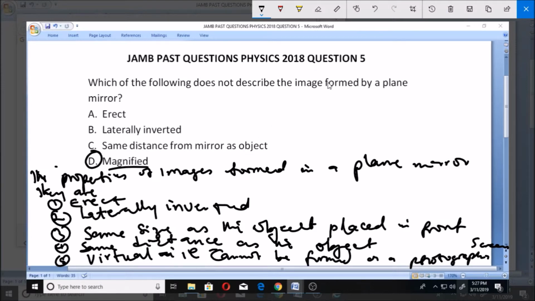So images that are formed by a plane mirror, very, very important, they are not magnified, unlike that of concave and convex lenses. For plane mirror, you don't have magnification. So D is the right answer to this, because these are actually the properties of images formed by a plane mirror. They are erect, they are laterally inverted, they are same size as the object and same distance as the object. And they are virtual. So those are the properties, and from that, the option that is not there is magnified, D.